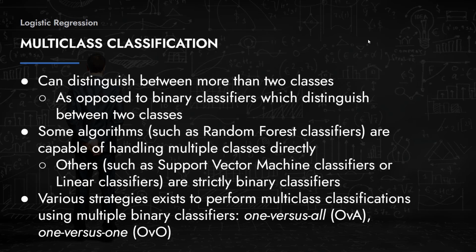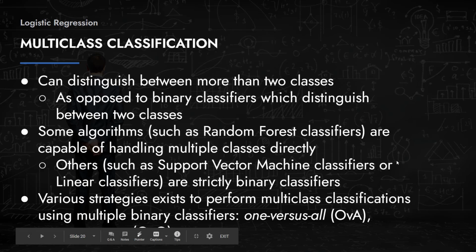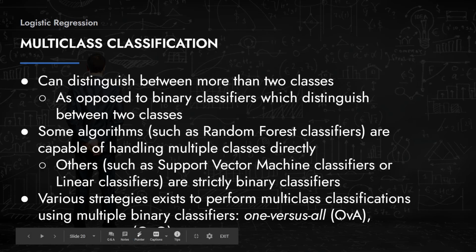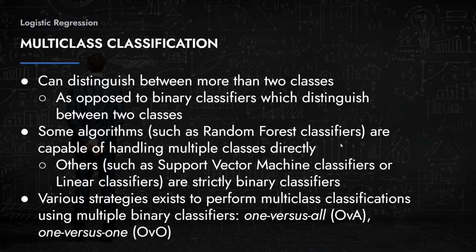Okay. Now, various strategies exist to perform multi-class classification, and I mentioned this briefly in the beginning of this video. And they use multiple binary classifiers. So there are 2 ways to do this. I'm sure there are others as well, but these are the 2 main ones. One versus all, abbreviated as OVA, and we also have one versus one, or OVO. So I'm not going to be going into those, but know that they exist. And if you are interested, you can go and learn about them as well.